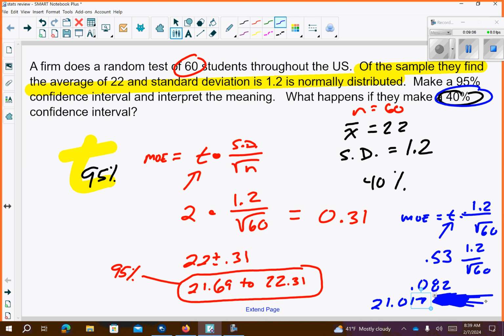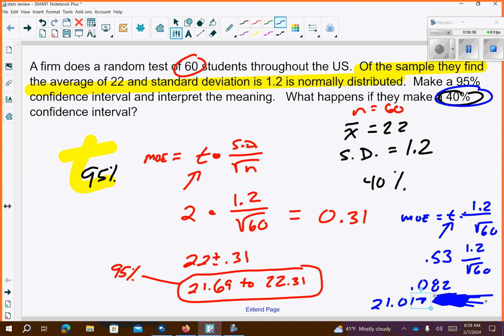Okay, so when I go to 40%, my margin of error starts getting closer and closer. What we would say in this case is we're 40% confident that if I took another 100 random samples of 60 students, 40 out of 100 of them would fall within this parameter.